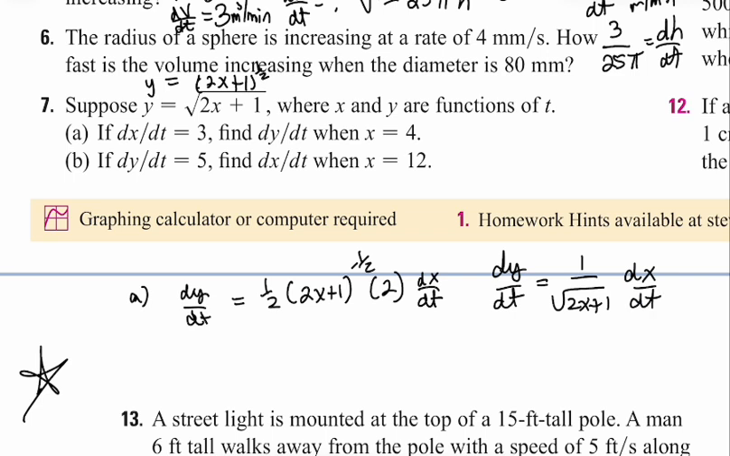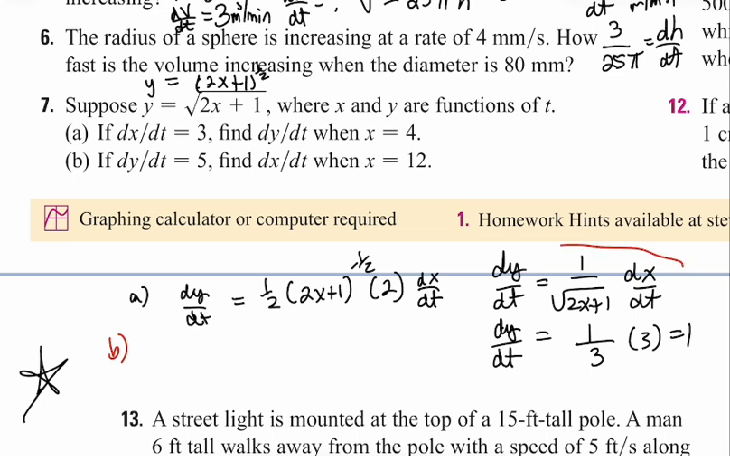Okay. So now we're going to use that information in both A and B. In A, they told us dx/dt was 3 and x is 4. So dy/dt is just 1 over, now they told us that x was 4, 2 times 4 is 8, 8 plus 1 is 9, the square root of 9 is 3, and then dx/dt is 3, so dy/dt is 1.